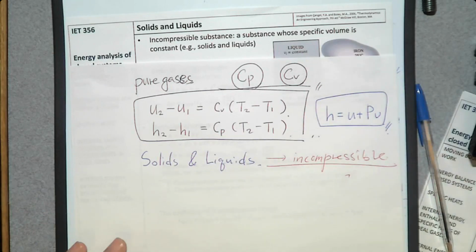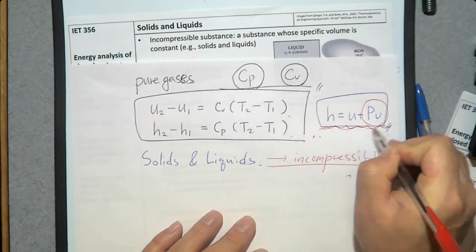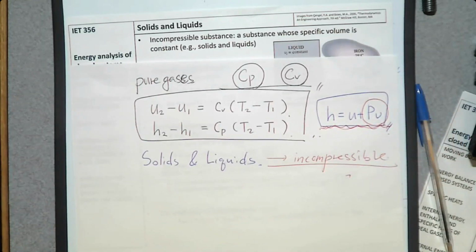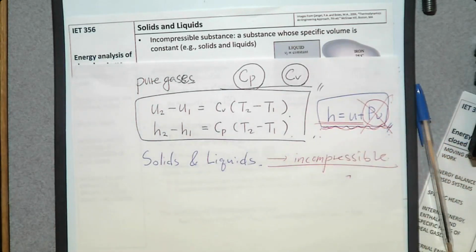If they are incompressible, let's look at this enthalpy equation. What happened to PV if they are incompressible? What is this V? Specific volume. If they are incompressible, the specific volume V is constant. So H is going to be the same as U if they are incompressible.